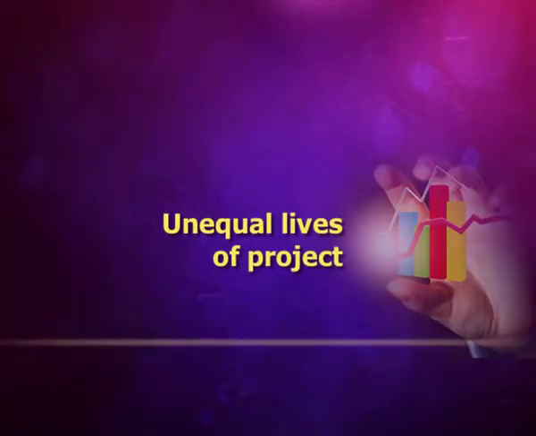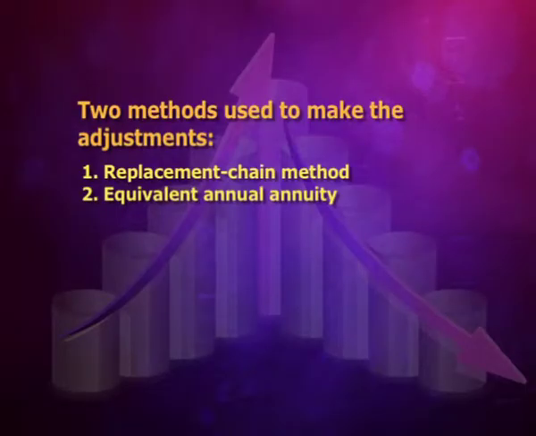The other aspect of capital budgeting decisions is unequal lives of projects. It is also a very important aspect of capital budgeting. As mentioned previously, NPV and IRR can sometimes lead to conflicting results in the analysis of mutually exclusive projects. One reason for this potential problem is the timing of the cash flows of the mutually exclusive projects. As a result, we need to adjust for the timing issue in order to correct this problem. There are two methods used to make the adjustments: the replacement chain method and the equivalent annual annuity method.